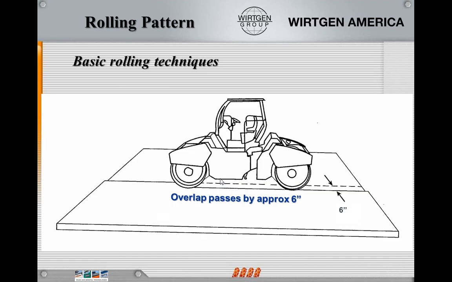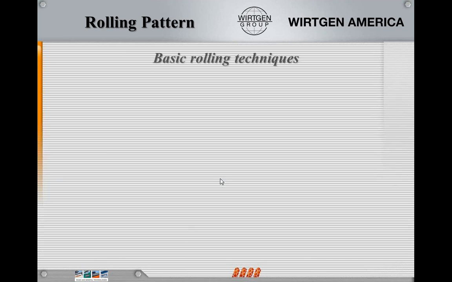We talk about overlap. We want to do at least a minimum of a 6-inch overlap. And the reason why we say a 6-inch overlap, if you ever happen to look behind a roller when it's rolling down a fresh mat, on either side of the roller there's a little wave that will go out from the edge of the drums. And that wave is about maybe 4 to 6 inches. So that's why we always like to overlap 4 or 6 inches so that we can take that wave out on our next pass.